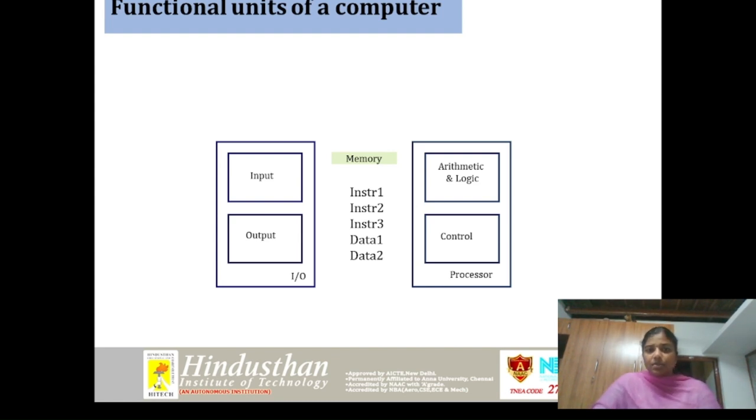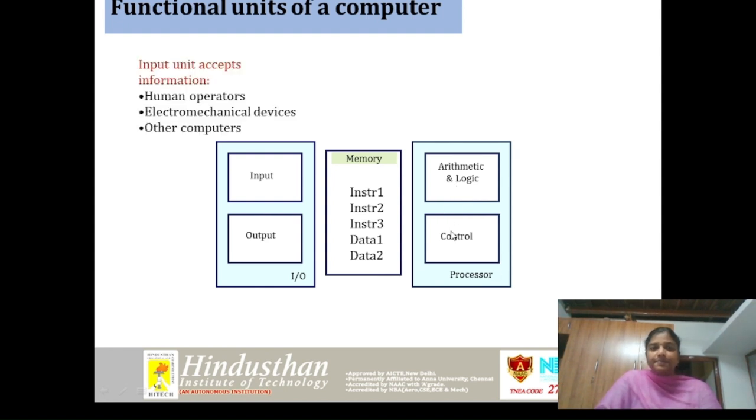Basically, the functional units of a computer consist of these parts. So the first are the input unit and output unit. These both are present in an IO unit. And next one is the memory. The memory unit consists of all the instructions and also all the data which will be stored in the memory unit. And next one is the processor. The processor consists of the arithmetic and logic unit and also the control unit.